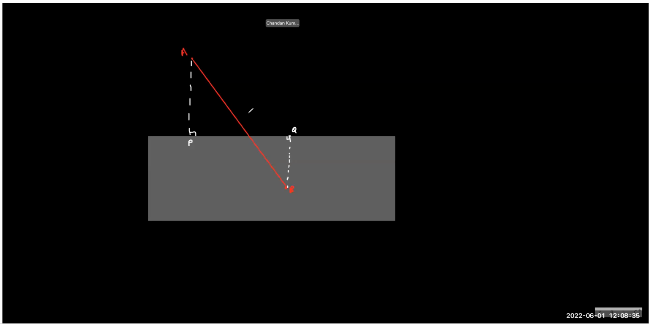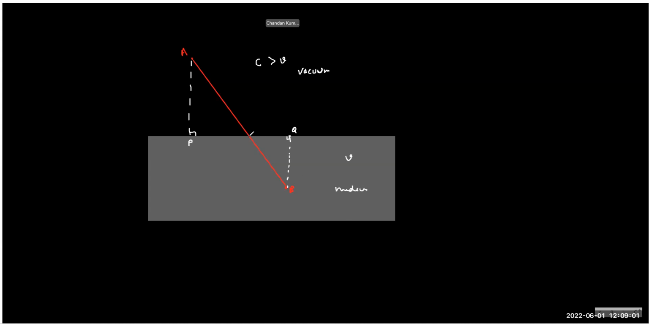Now, to go from A to B in the least time, we should know that light can travel faster in the rarer medium and it travels slowly in the denser medium, right? So if I say this velocity is V and here the velocity is C, which is more than V, so this is vacuum, it looks like vacuum, and this is the medium.